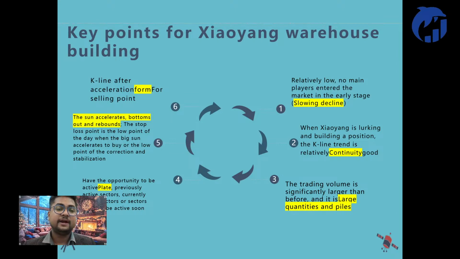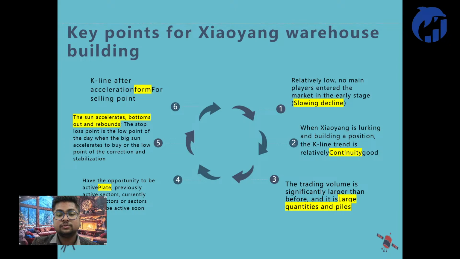So, key point for the warehouse building. Just have a look at how the main funds enter the positions and make profit from the stock. First of all, we have a relatively low price, with no main funds entering the market in the early stage. When there are no main funds entering the market in the early stages, there is a slow decline going on, right?